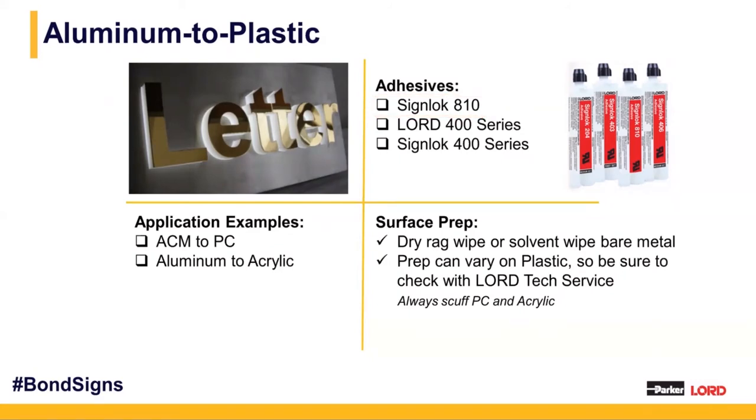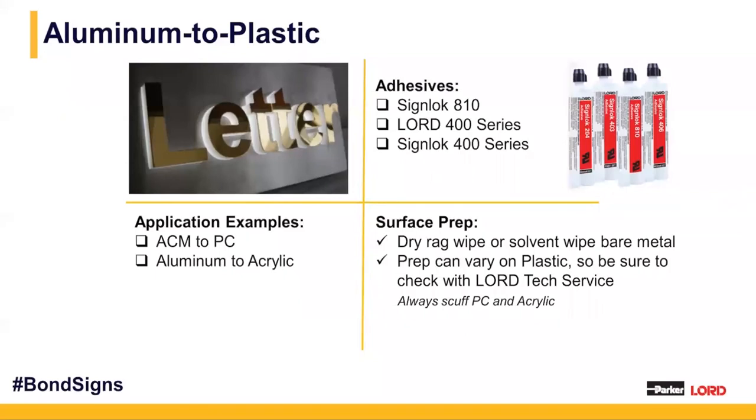If you're not using thin gauge metal or ACM, you can simply use the Lord 400 series or the Silock 400 series. You will get similar bond performance whether you're using the Lord brand or the Silock brand. The difference really between them are the features of the Silock brand, which are 2 free mixed tips instead of one, a gun for all Silock products, and then extended shelf life over the Lord brand.